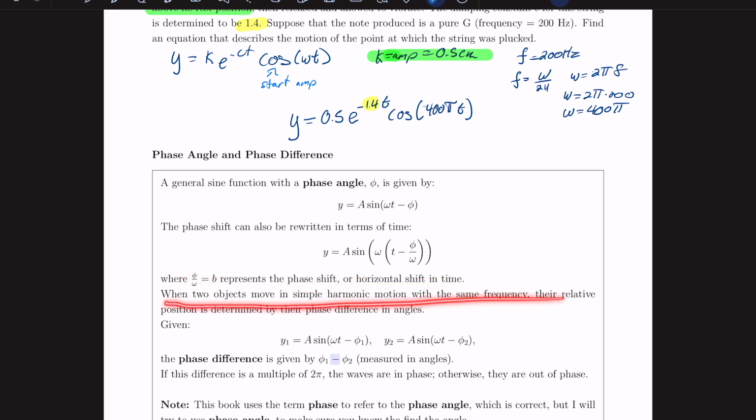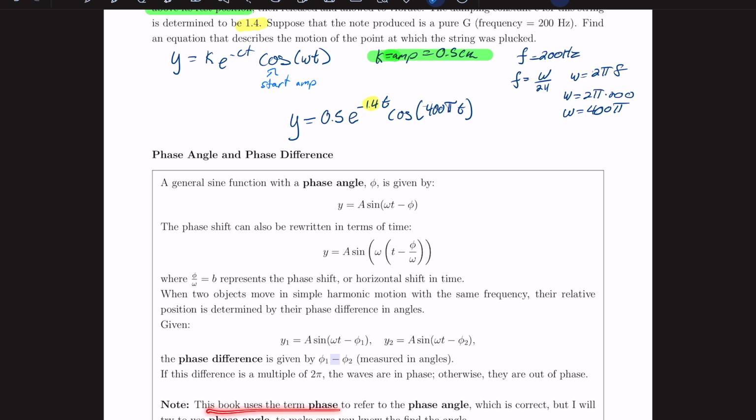When two objects have simple harmonic motions and they have the same frequency, or the same omega, their relative positions to each other can be determined by the phase difference in angles. So when you do phase difference, you look for angles. The phase difference is the first angle minus the second angle. If their difference is a multiple of 2 pi, that means they're in phase. Otherwise, we say they're out of phase.